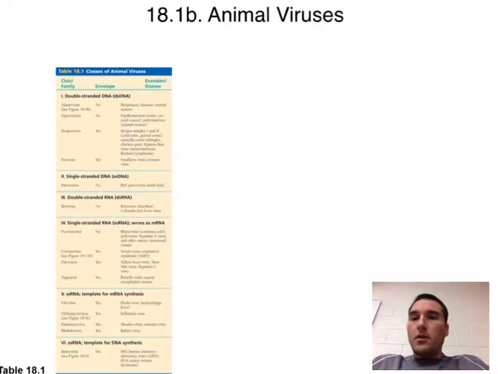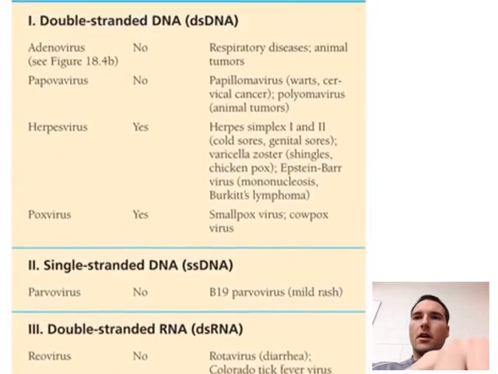Okay, second part of section 18.1 on viruses, and now we're going to look specifically at animal viruses and start with this chart that was in the book that goes through how they classify viruses with animals. The way they classify them, there's 6 different classifications based on their nucleic acid. So I'm going to kind of zoom in on this a little bit.